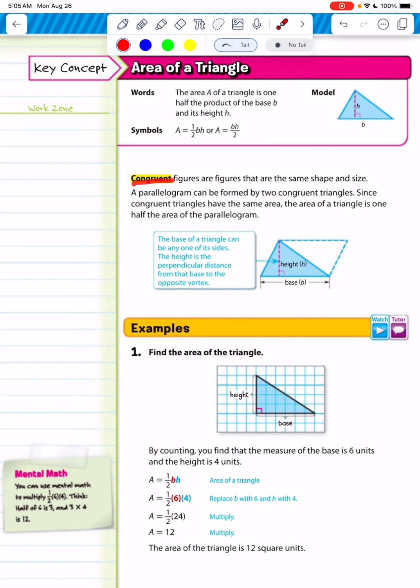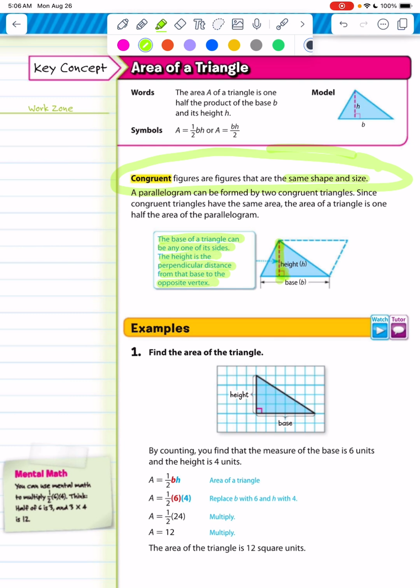And here's that word congruent. Really important that you understand that that just means same shape and size, okay? I suggest you circle, highlight, star, in some way make it huge and easy to find there, okay? And this is just saying the same thing again. The base of a triangle can be any one of its sides. The height is the perpendicular distance from the base to the opposite vertex. Okay, so see the height, it has to make a 90-degree angle.